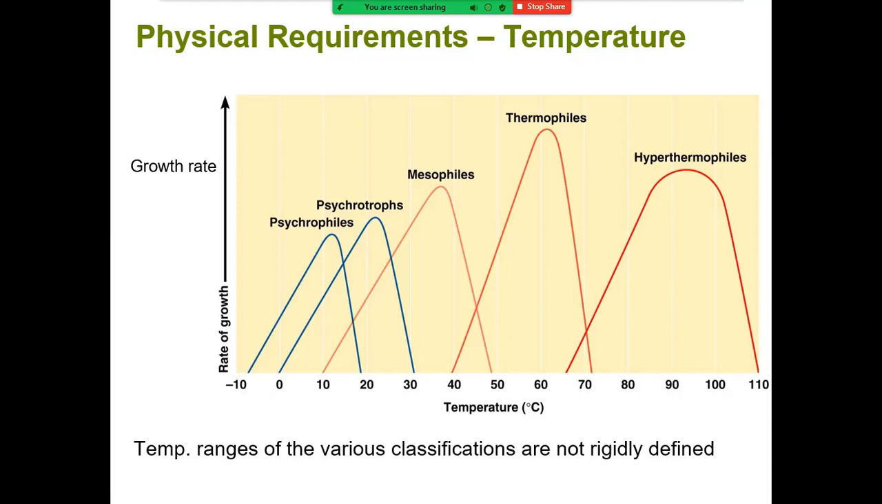There are psychrotrophs, organisms that grow best at room temperature. There are mesophiles, and these are organisms that grow best around 37 degrees Celsius. All human pathogens are mesophiles because they grow best at our body temperature. Any question about any of that?